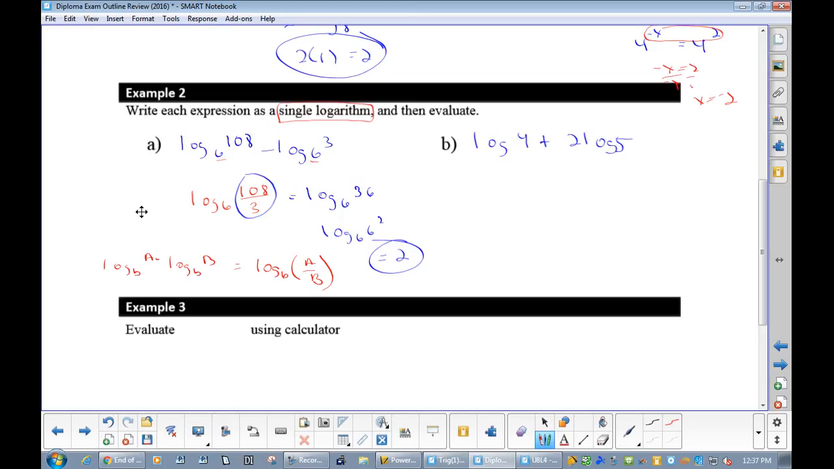Now B. B has one little quirk to it before you get going with the product law. You can't do it with this here. So what do we do with it? Move it right up. Do these have a common base? 10. See, there's invisible 10s there. Remember that? So this would be log 10 of 4 times 25, right? Because that's what 5 squared is. This would be log 10 of 4 times 25 is 100. So this would be log 10 of 10 to the 2, which equals 2.